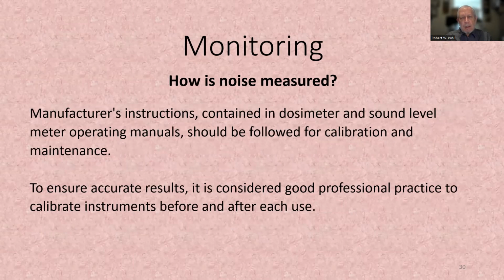How's noise measured? Okay. Manufacturer's instructions. You ever heard that before? Manufacturer's instructions contained in dosimeter and sound level meter operating manuals should be followed for calibration and maintenance. If you haven't figured it out by now, manufacturer's instructions are almost as good as OSHA regulations. In fact, I have been written up for something, at OK Foods, for not following the manufacturer's instructions. So anyhow, to ensure accurate results, it's considered good professional practice to calibrate instruments before and after each use.